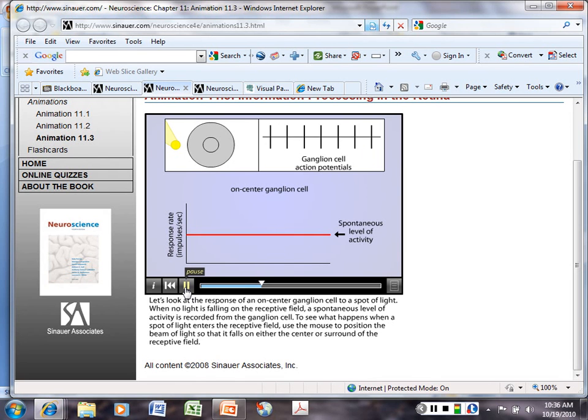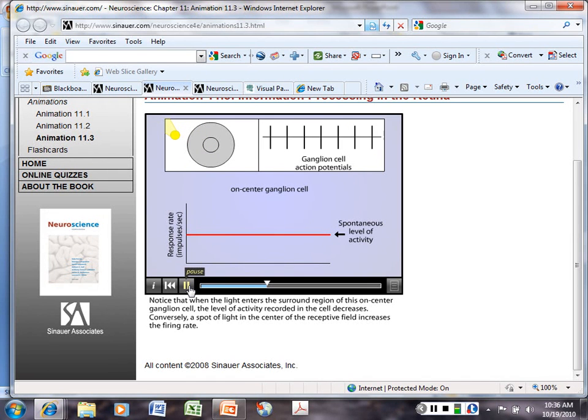Use the mouse to position the beam of light so that it falls on either the center or surround of the receptive field. Oh, I'm supposed to do something. There we go. So when I put it in the center, it goes much faster, the ganglion cell does. And when I put it in the surround, it goes much slower.